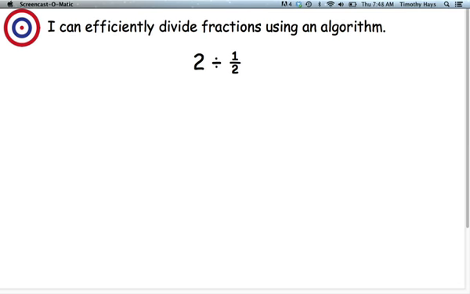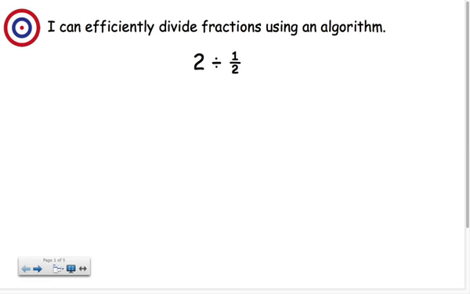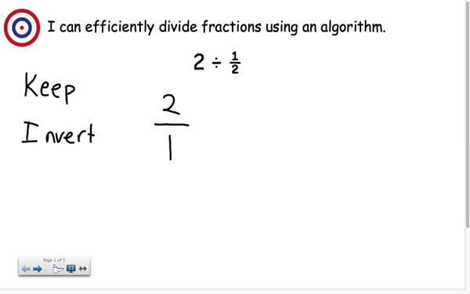I'm going to change 2 into a fraction, and the way that I do that is I just divide it by 1. Any whole number divided by 1, or in fact any number divided by 1, is still the same number. I'll keep using this language: keep the first fraction, invert the second fraction, and then multiply. I have a good friend named Kim, and so it helps remind me of Kim. Keep, invert, multiply.